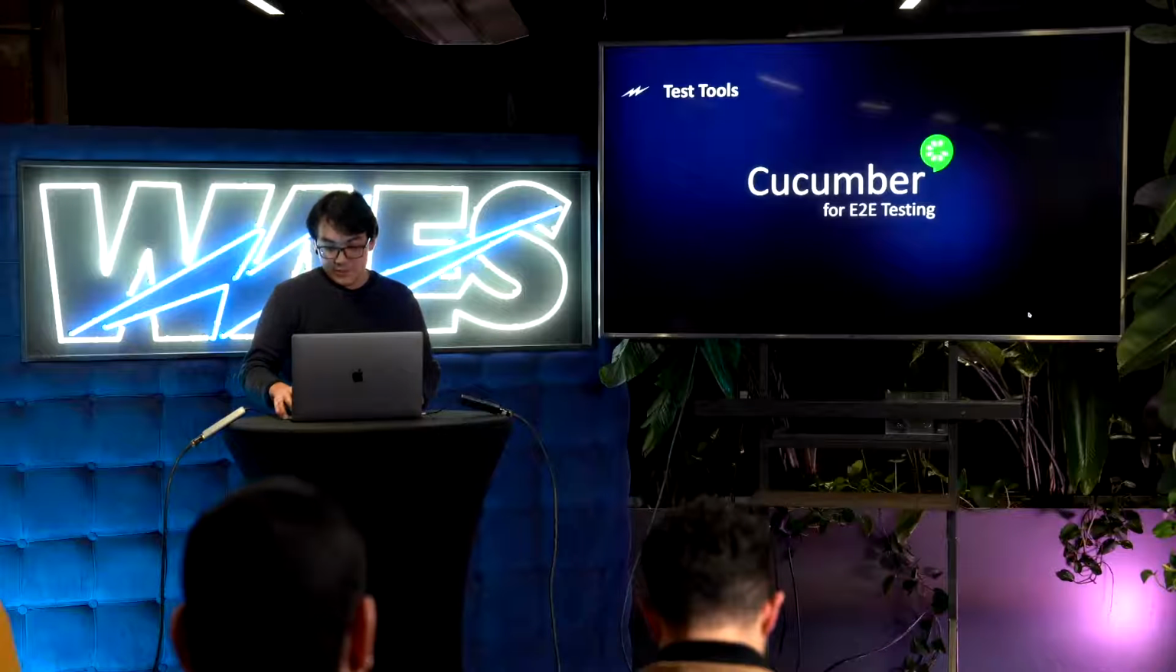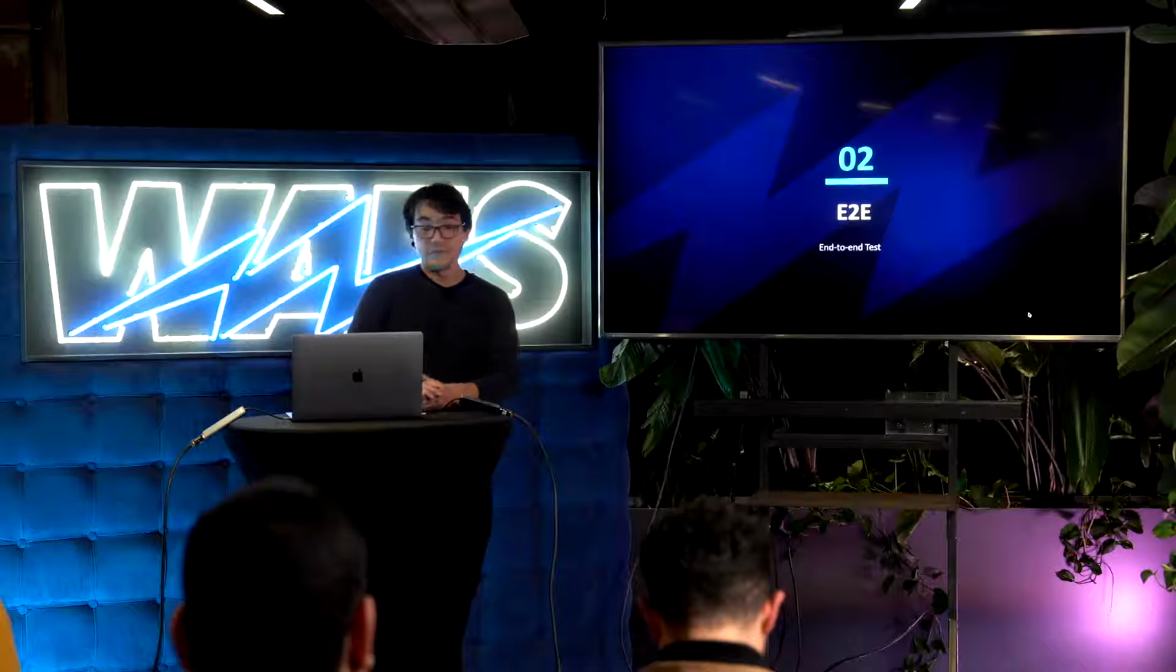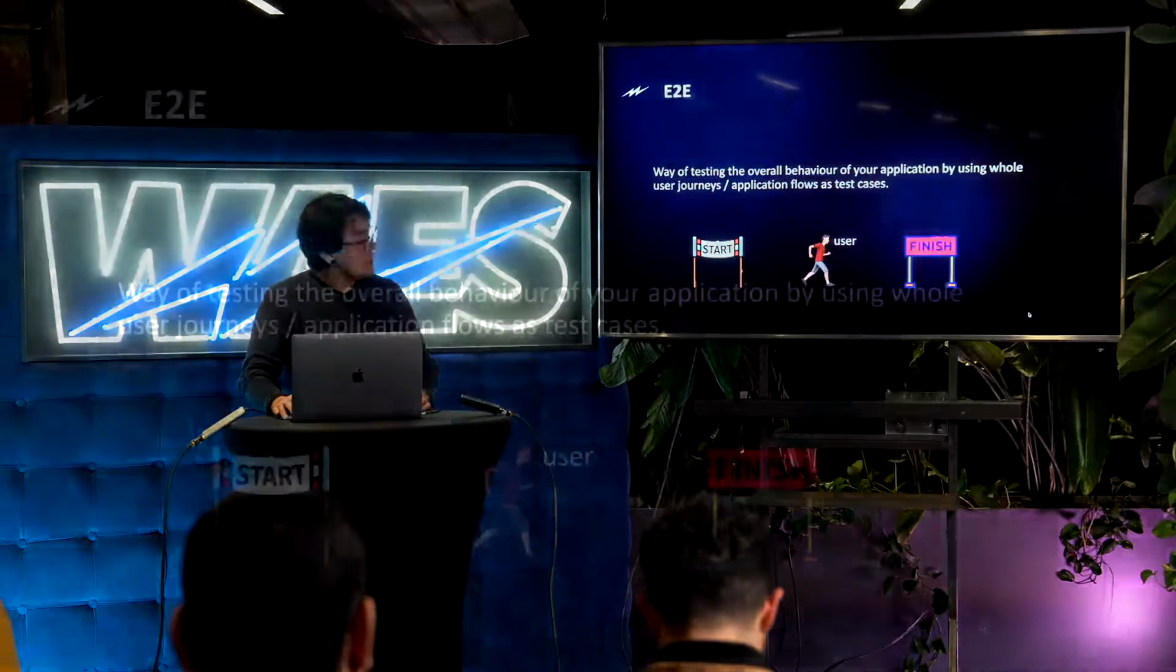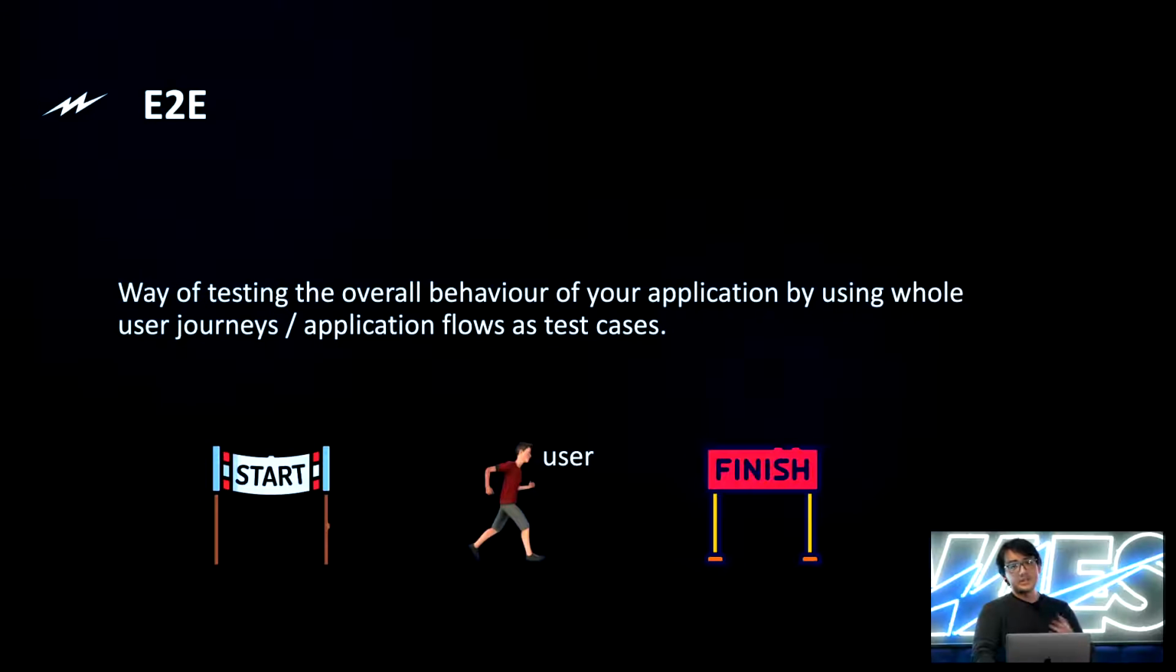First of all, a bit of introduction to end-to-end tests. What is it? End-to-end tests are basically a way of testing the behavior of your application in the whole user journey of your customer as a test case. So as you can see in the picture, there is a guy that's going from the start until the end. He's your user, and he's going to use your application. You're going to test the behavior, if everything fits correctly until the end. So your tests are green, it's passing.